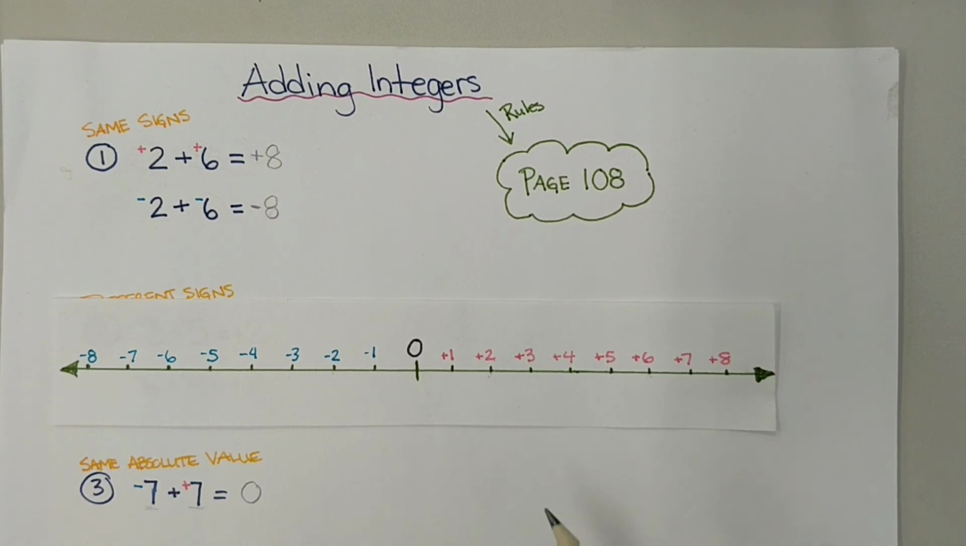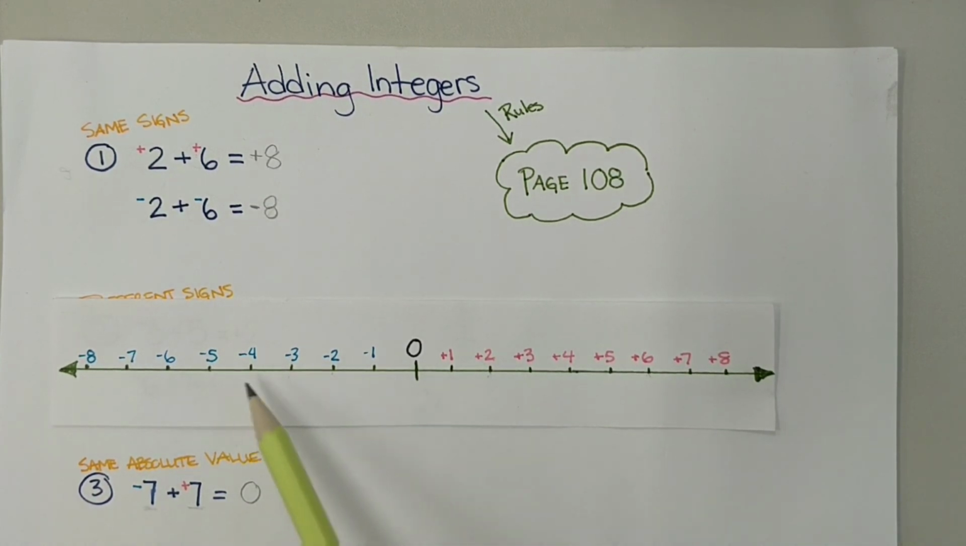So you can choose which method makes more sense to you. You aren't always going to have a number line in front of you, so it's good to understand the rules, but if this number line helps you visualize what's happening, then go ahead and use that.